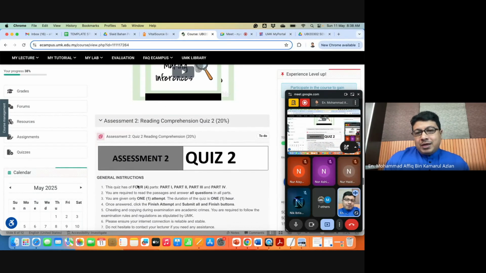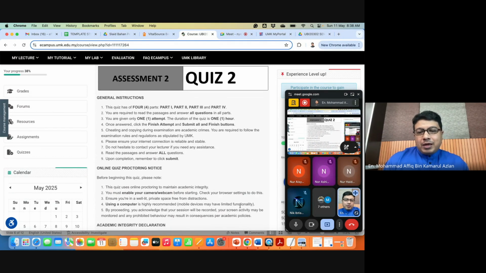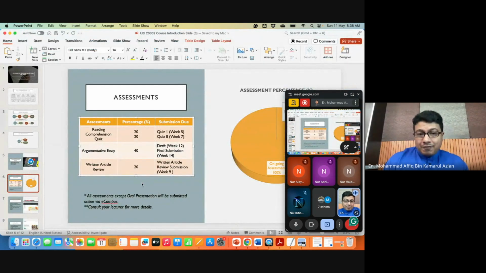And you have done assessment 1 and assessment 2, the reading comprehensions, and then we have another 2 assessments left, which are the written assessments: the argumentative essay and the article review assessment. The argumentative essay I will explain this week, and next week I'll talk about the article review assessment, so assessment 3 and assessment 4. The submissions will be in week 12.